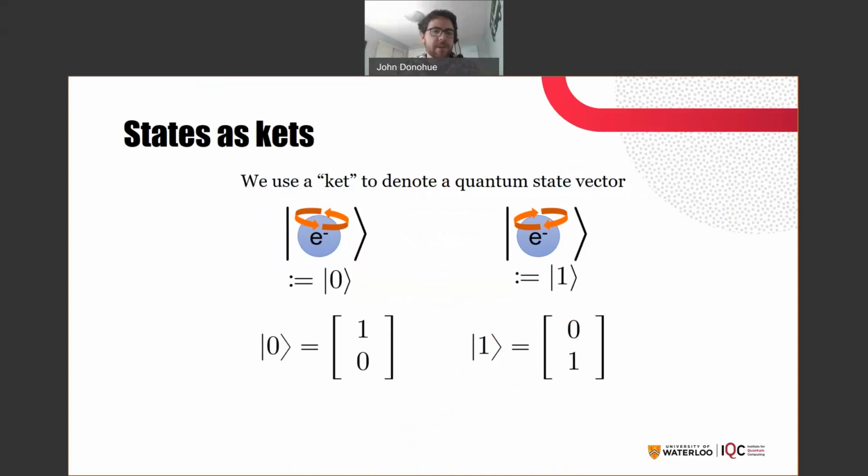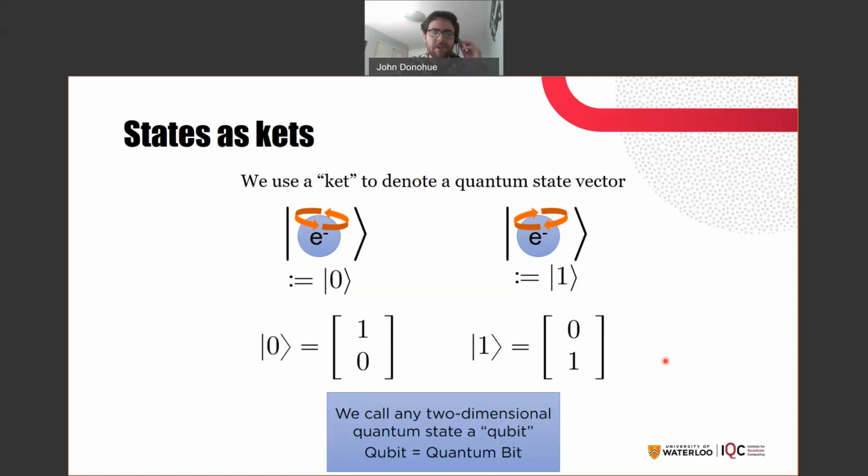So the 0 ket, we're going to just assign it a binary label 0. That's that x unit vector 1, 0. And the 1 ket is going to be the y unit vector 0, 1. We call any two-dimensional quantum state a qubit. A qubit is a quantum bit. We can use this to encode binary quantum information.